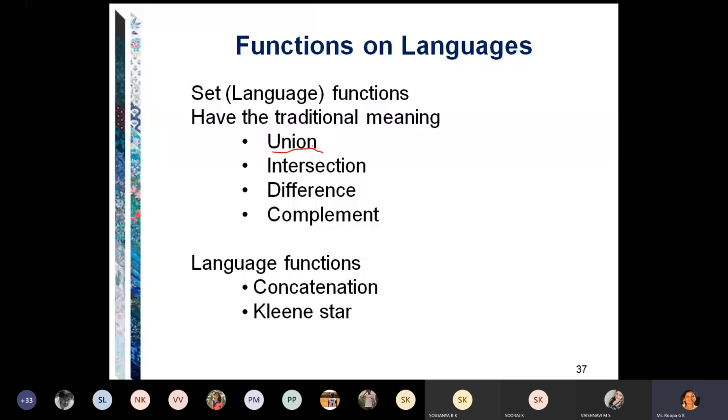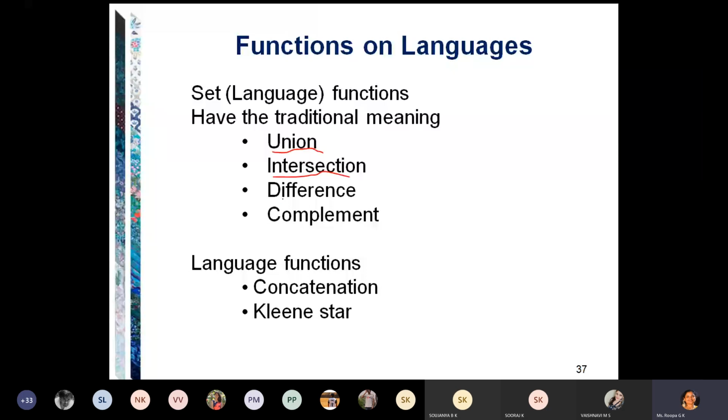Intersection. Intersection means the resultant language consists of the strings belonging to both the languages. If L1 as well as L2 contains some string, then only the resultant language contains those strings. If only L1 has some string, then the resultant language doesn't have it. That is the meaning of intersection.